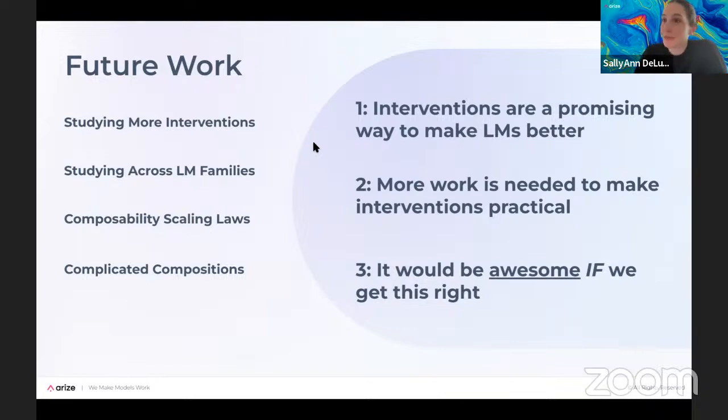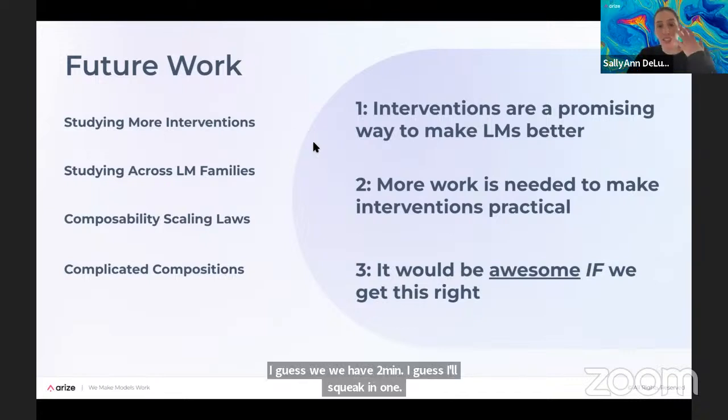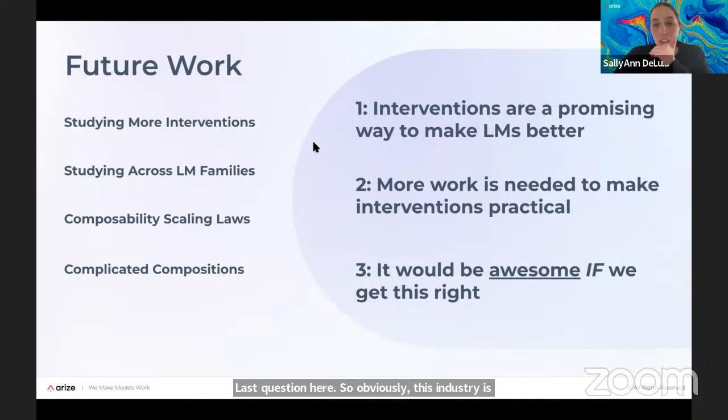I guess we have 2 minutes, so I'll squeak in one last question here. Obviously in this industry everything is evolving so fast. How do you feel we can ensure that these interventions remain relevant and effective? Do you think we just have to stay on top of what's latest and continue to push research forward, or do you think there are some methods that will withstand this rapid evolution?